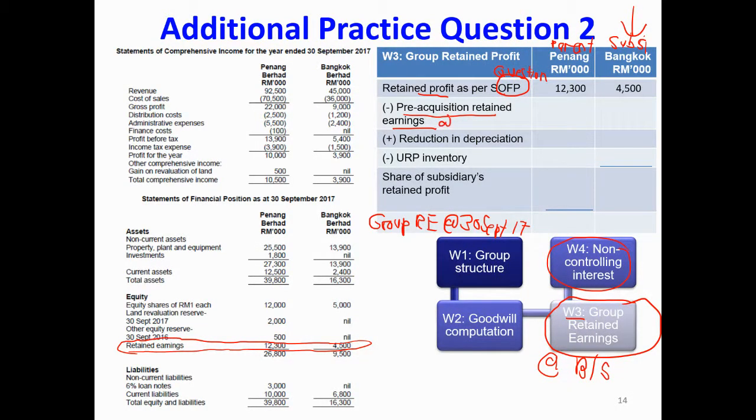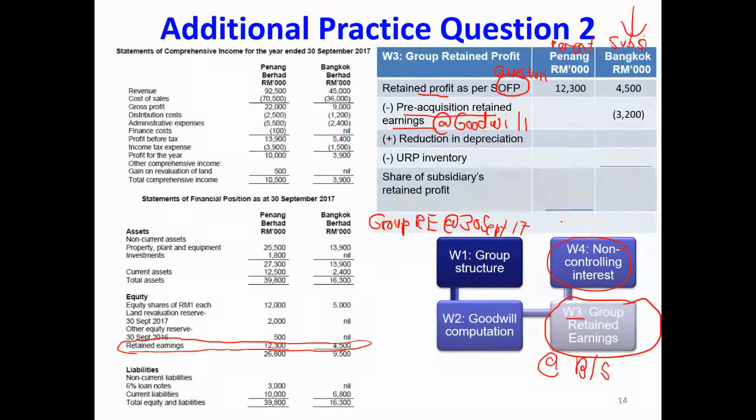Okay, what is the figure? This one you have calculated already. Remember last week in the goodwill calculation, I showed you a few steps, right? How to get your pre-acquisition retained earnings, right? Refer back to last week. Okay, the figure here is 3.2 million.